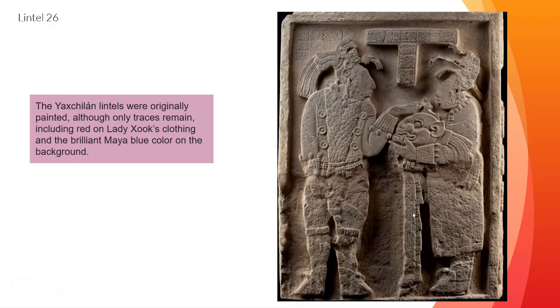The lintels would have been painted. We know that the Mayans created a pigment we call Mayan blue. It would have been bright, very brilliant. I'll have examples in a second, but we also probably have red. Red loves to stick to stone even when it's pretty much all gone, but you could see some traces of red on Lady Shook's clothing as well.